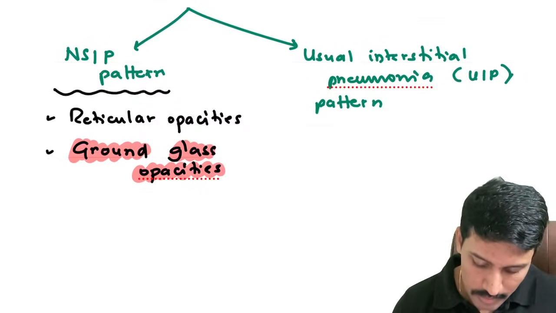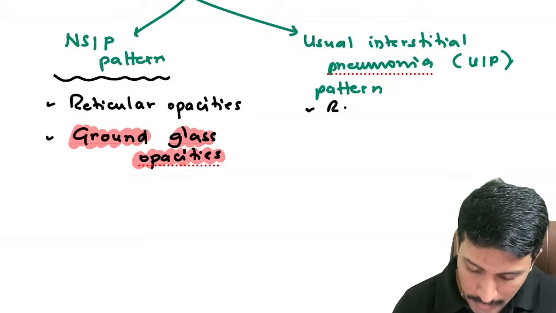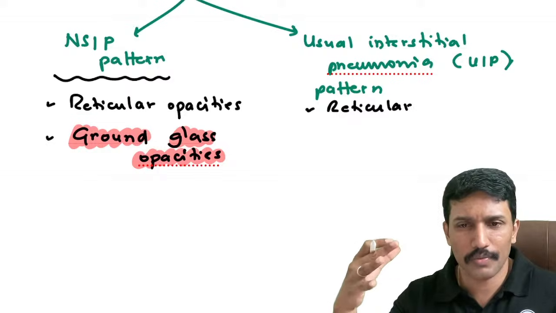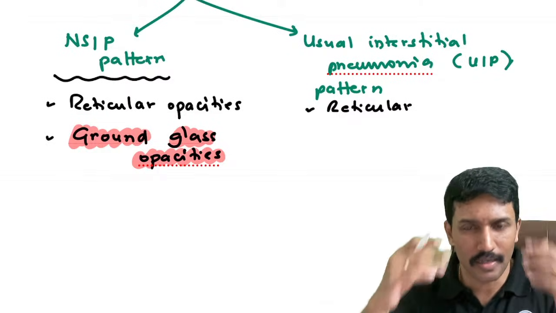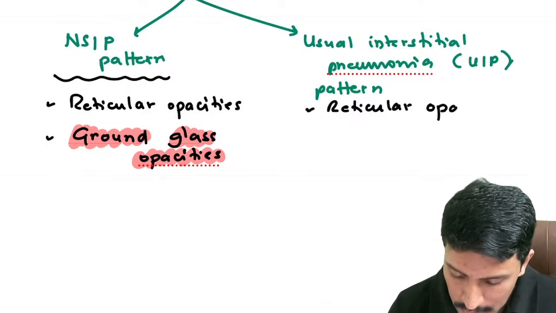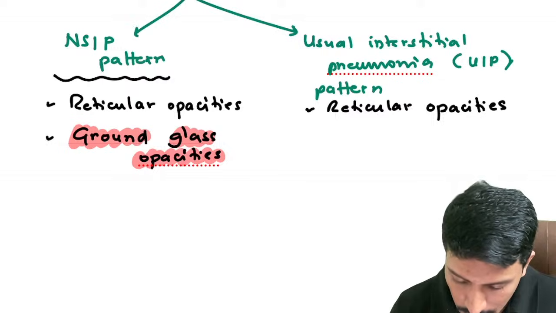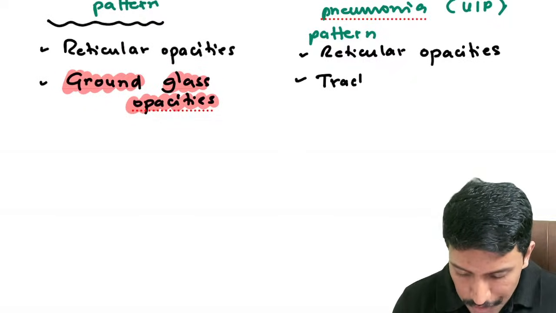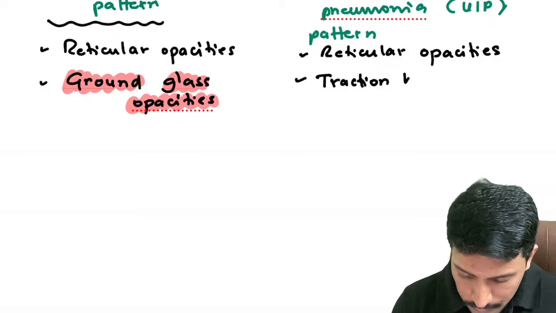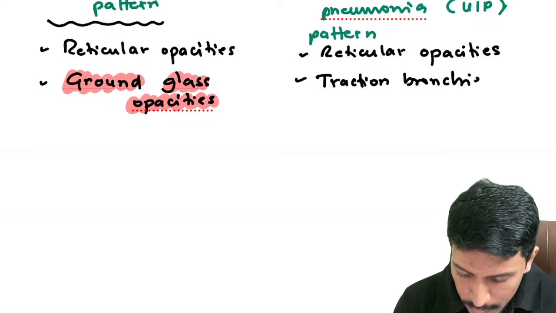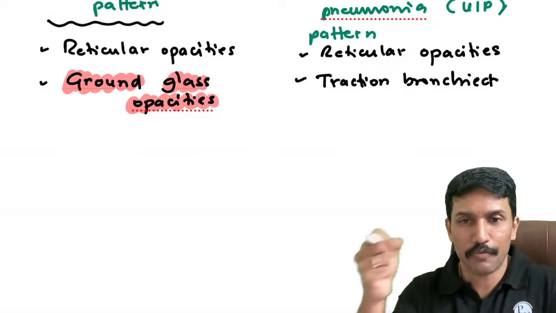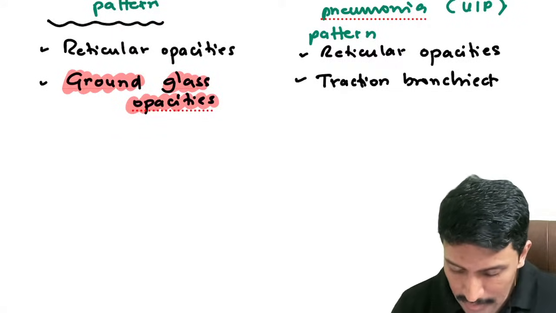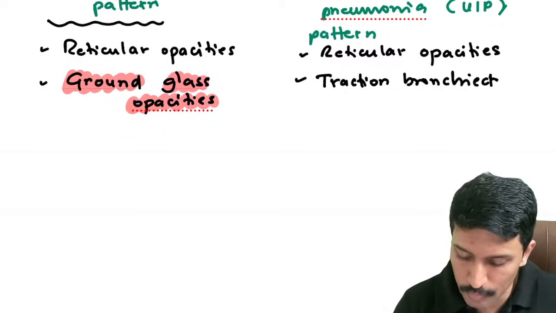In case of usual interstitial pneumonia, here also you will have reticular opacities. Reticular means thread-like. So you have some opacities running like threads. Reticular opacities. And you will have traction bronchiectasis. Means when the lung is getting fibrosed, it pulls the bronchi in different directions, and because of that the bronchi become dilated, and that dilated bronchi is what we call traction bronchiectasis.